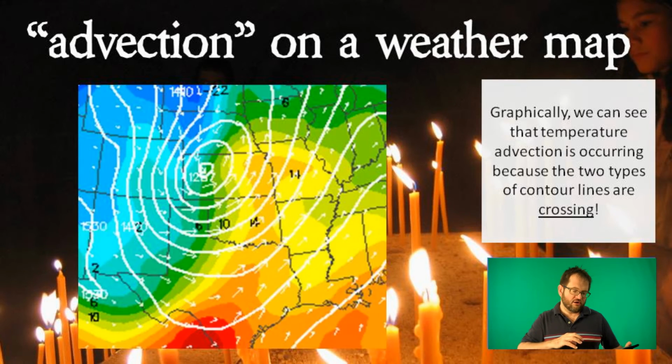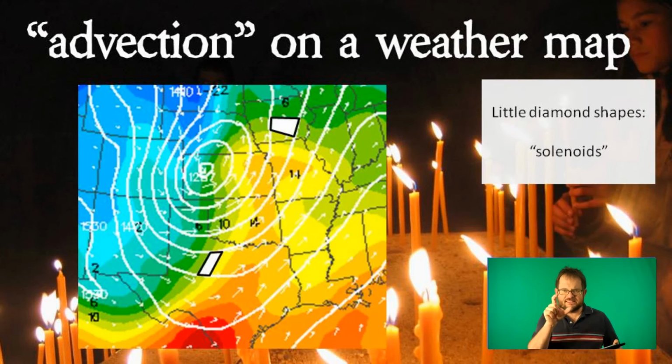Graphically, what we see here is that the different kinds of contour lines on this plot are crossing each other. We have the solid contour lines, and they are crossing the little boundaries between each of the colors on the map. When the contour lines are crossing each other, we can start thinking about advection. In particular, we want to see these little diamond shapes that form when two sets of contour lines are on the same plot. Those little diamond shapes are called solenoids. And they are actually inversely proportional to the amount of advection going on.